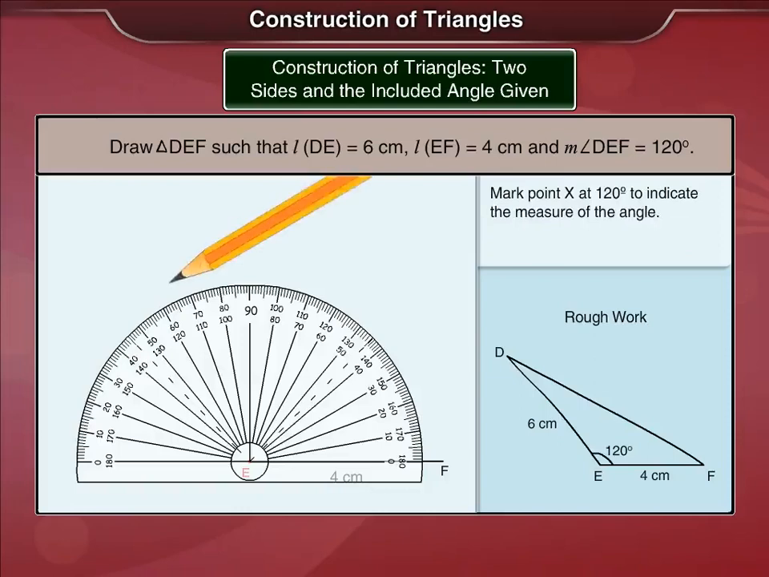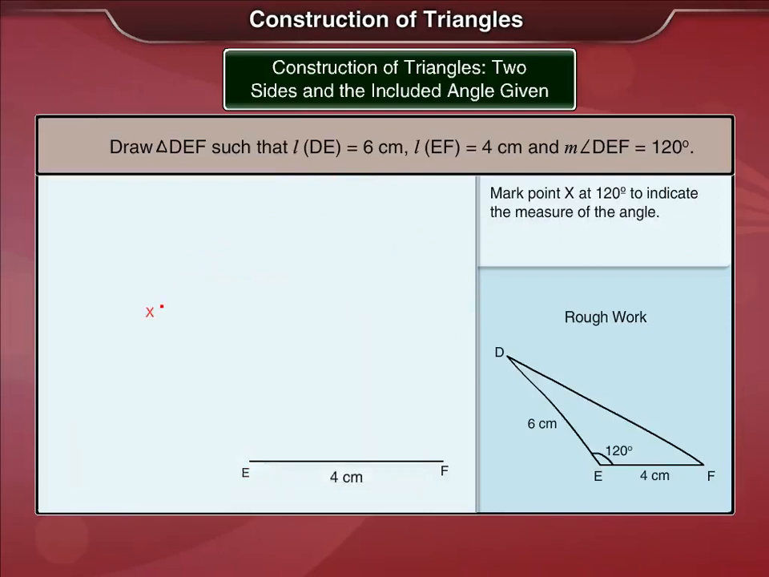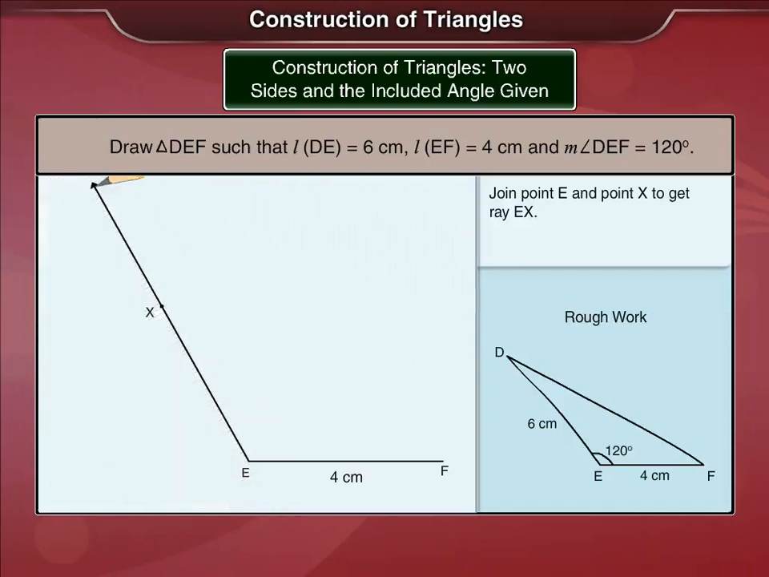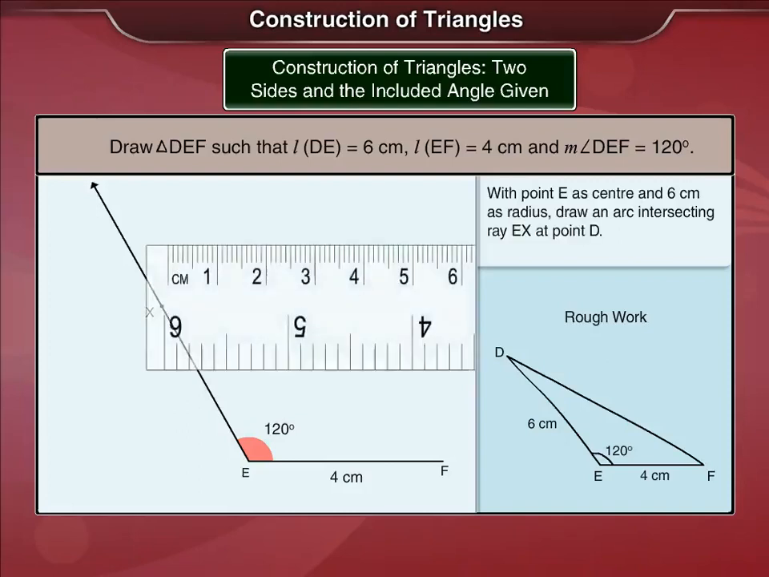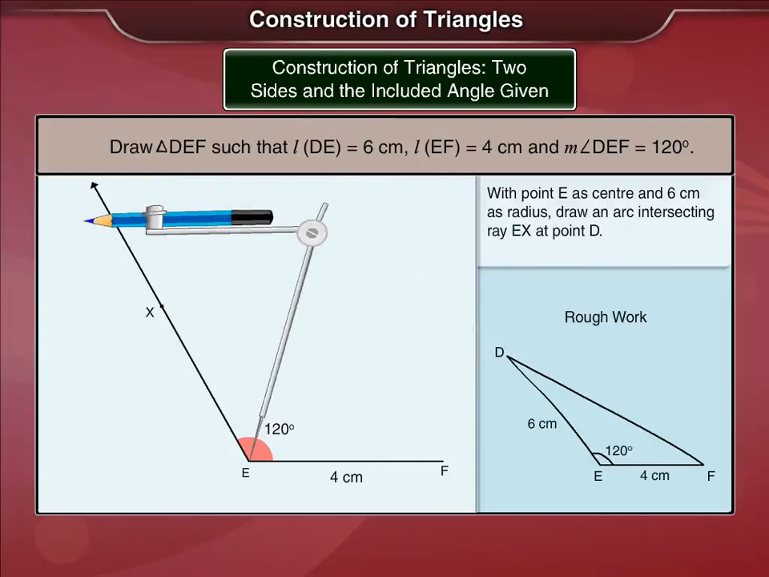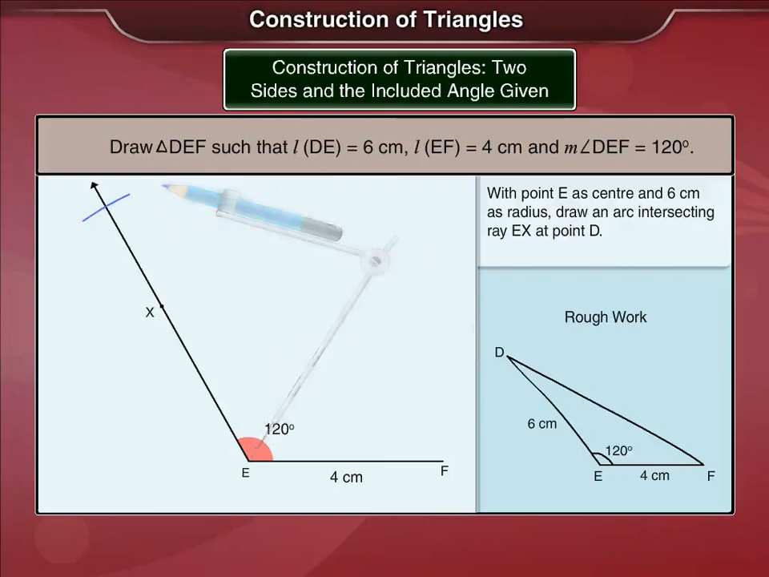We know that ray EX can be drawn on the other side of line EF. Let us draw a rough figure first, depicting the given information as shown here. Now we will construct triangle DEF accordingly. First of all, draw a segment EF of 4 cm. Place a protractor at point E on segment EF to measure 120 degree and draw ray EX.